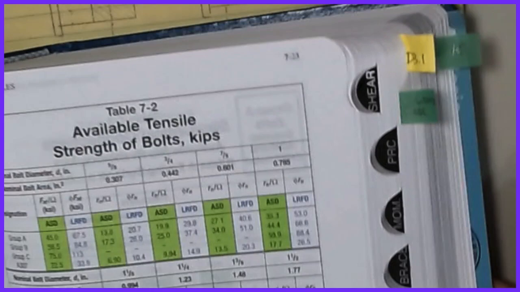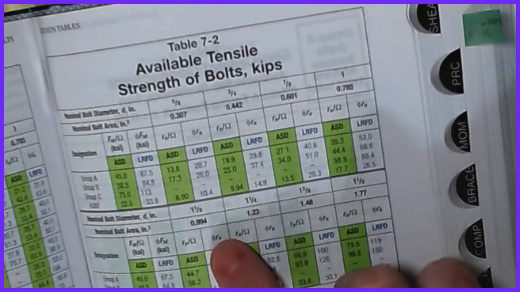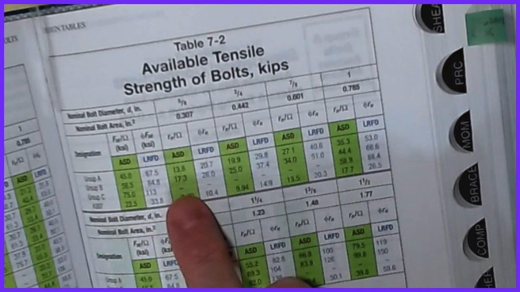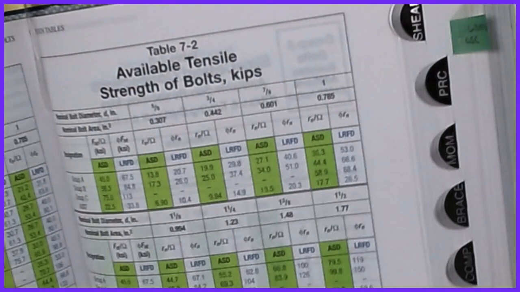The table on the next slide is very, very similar, except this is where you can get the available tensile strength of the bolts. Again, it's the group of the material, and then this one doesn't even have the X or the N or the S or the D. You just read off your diameter, come down and grab your size, and you've got it. It's a piece of cake. So these two tables are very, very handy.